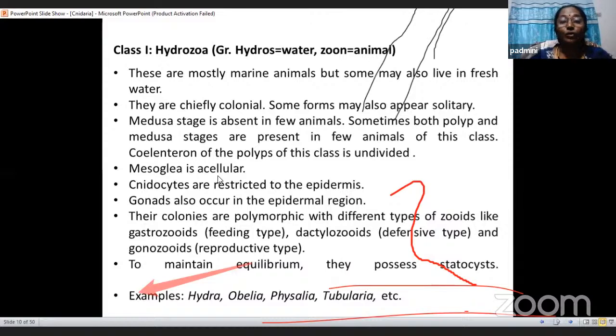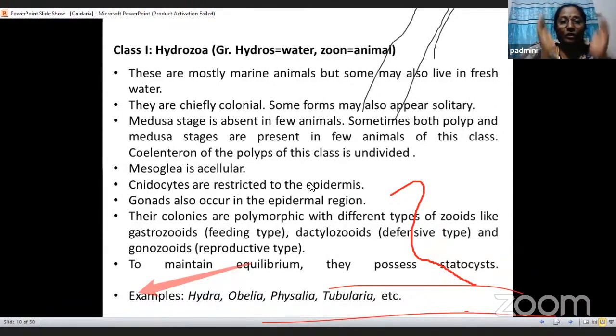Mesoglea is acellular. Now you know what a mesoglea is. The space between the epidermis and the endodermis is called the mesoglea. This is acellular, meaning it lacks true cells, made up only of amoebocytes. Remember the amoebocytes in the porifera, where the choanocytes, with the help of the flagella, pull the food inside to the mesoglial stage, where the amoebocytes do the digestion part and send nutrition to the whole body. In the same way, mesoglea over here is acellular, having the amoebocytes, and cnidocytes are restricted to the epidermis.